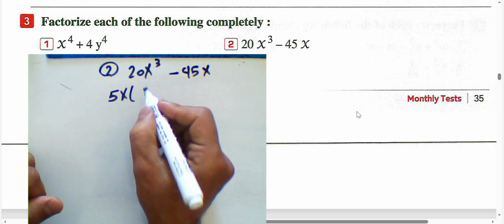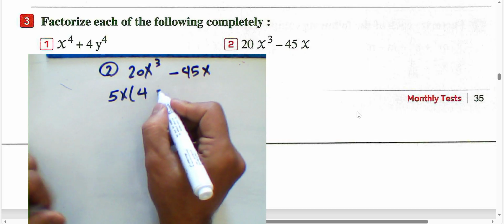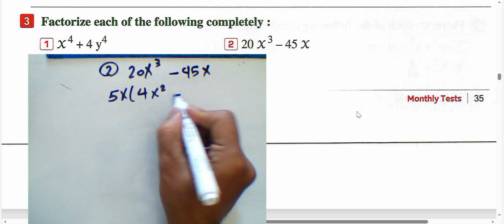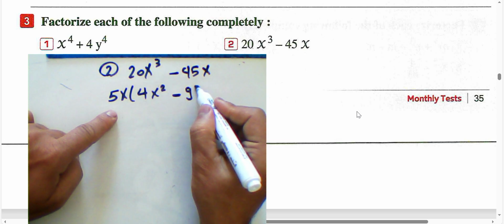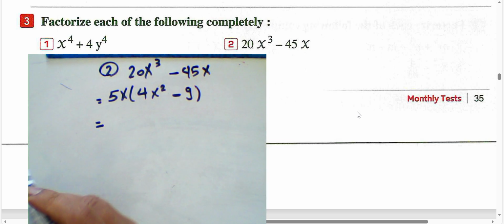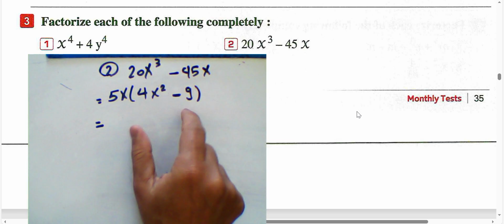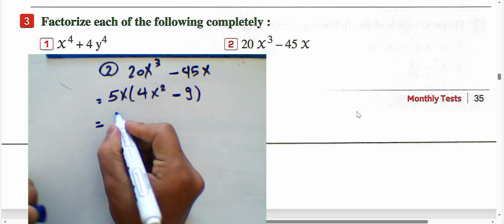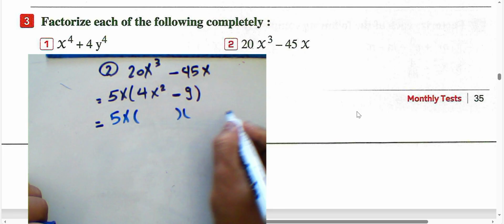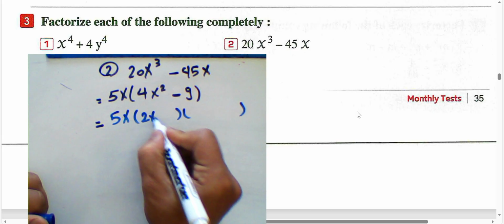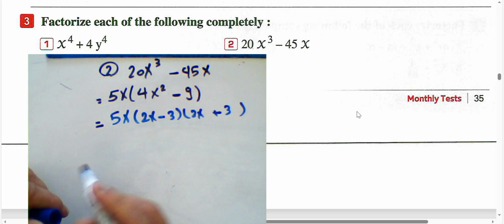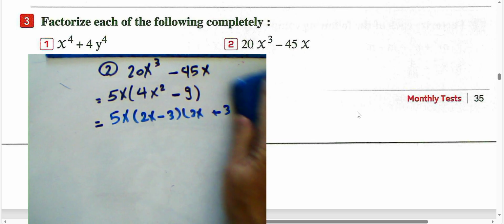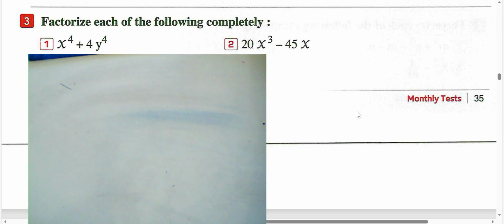20 divided by 5 is 4. x³ divided by x will be x². Then subtract 45 divided by 5 is 9, and x divided by x is 1. Now we write 5x outside and then factorize the difference between two squares. 5x times 4x² is 2x times 2x, write negative and positive, and 9 equals 3 and 3. The factorization is finished. Okay, next, question number 3.